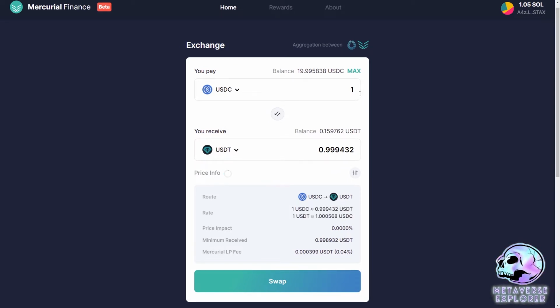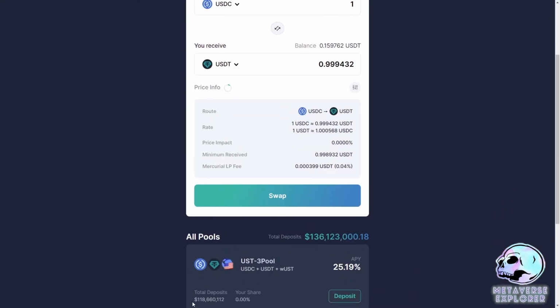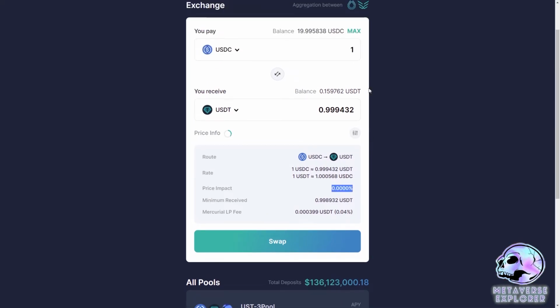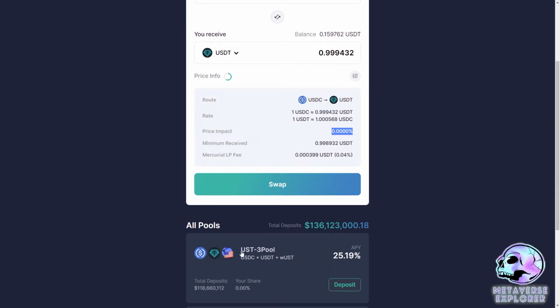And because this is $1 out of $118 million, how much am I going to affect the pool? 0.0000, nothing at all. So for every $1, I will receive 0.99893 USDT. Now it's only a little bit less because the concentrations in this pool aren't exactly equal. Some are a bit higher than others. Mercurial will charge me a 0.003 cent fee.